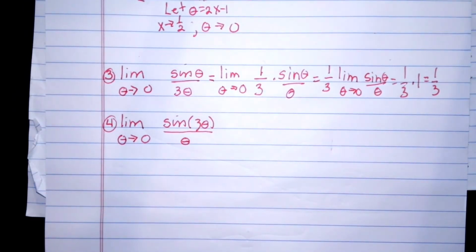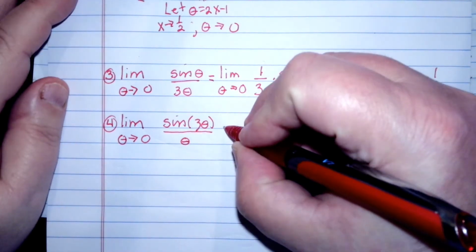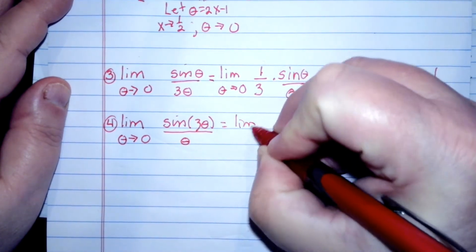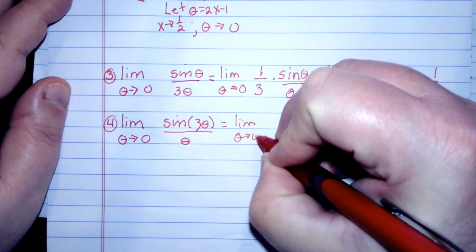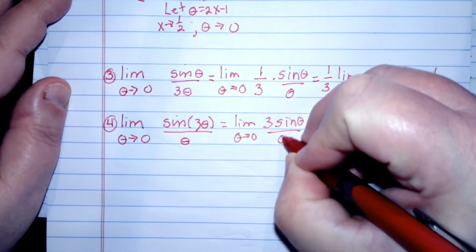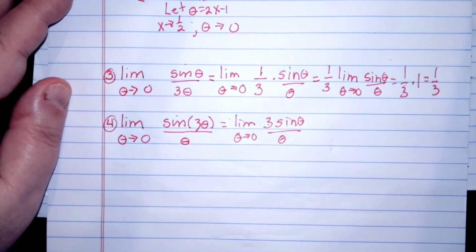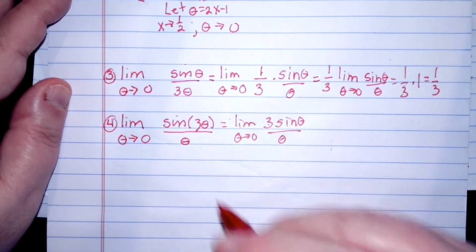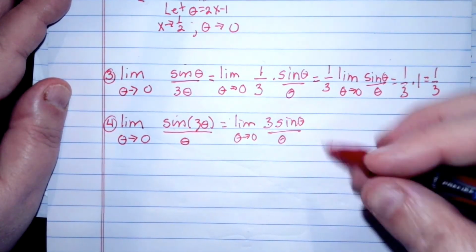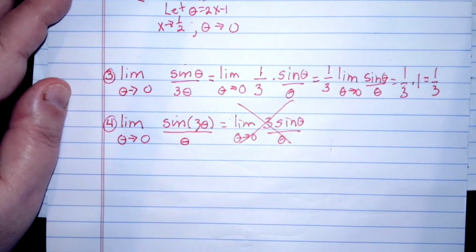Alright, a fourth example. We've got the limit as theta tends to 0 of sine of 3 theta over theta. So you may be thinking, well, let's do sort of what we did before. Let's think of this as the limit as theta tends to 0 of 3 times the sine of theta over theta, and then we can pull the 3 out. But there's just one problem with this. Sine of 3 theta is not equal to 3 sine theta. So let's not do that.